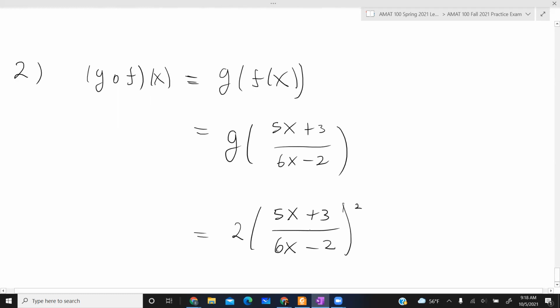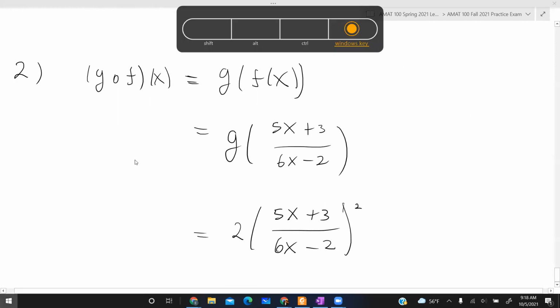And again, you don't have to FOIL this. You don't have to square the numerator and square the denominator. If you want to and you have time, that's fine, but that's not really what I'm interested in. So that's part 1 and part 2.